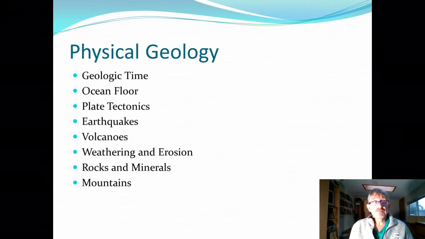So this class is a 5-credit lab science class. For those of you looking for lab science credits, this will work. We are going to cover a lot of cool topics in this course, including geologic time, the ocean, plate tectonics, earthquakes, my favorite, volcanoes, weathering. We will learn rocks and minerals, and we'll also find out about how mountains are created. It is one of the most widely transferable courses. You'll find that it is useful in many programs.